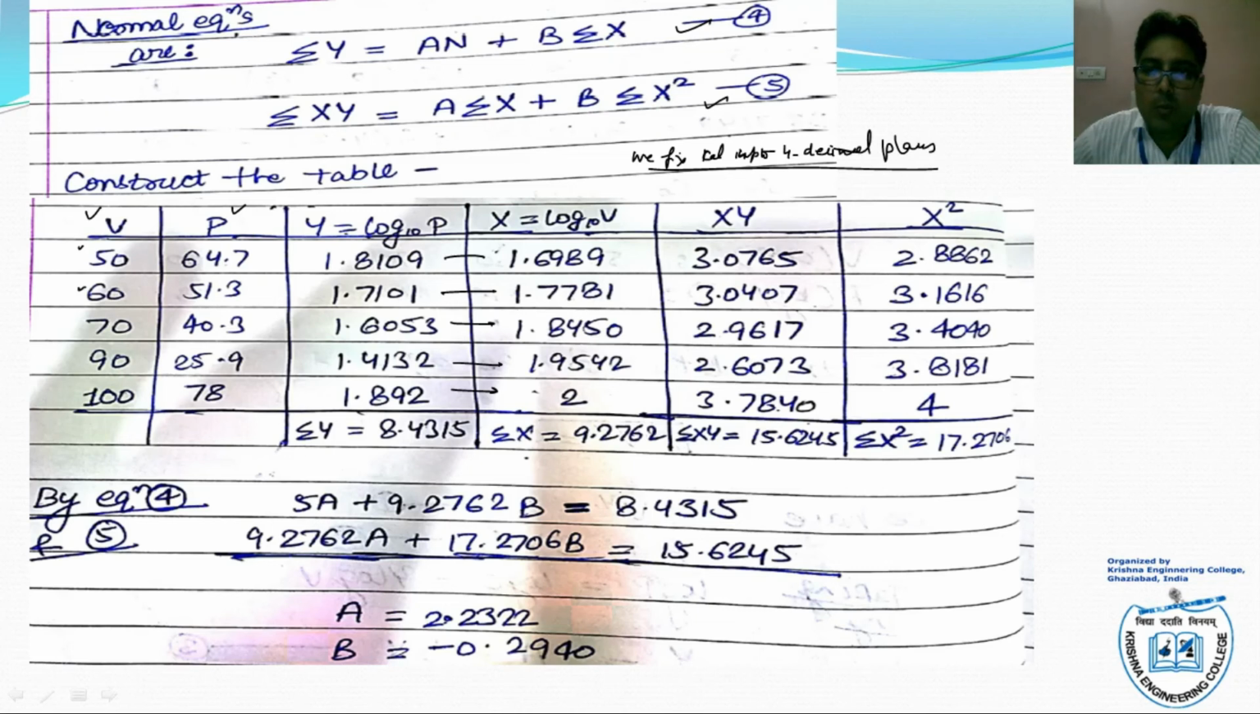1.6989 square is 2.886. Similarly, find the value corresponding to all the other values, and the value of sigma X square is 17.2606. Now put these values in equations 4 and 5. Use the sigma Y, sigma X, sigma XY, and sigma X square. So we get the values by solving with the help of calculator. We get capital A and capital B.